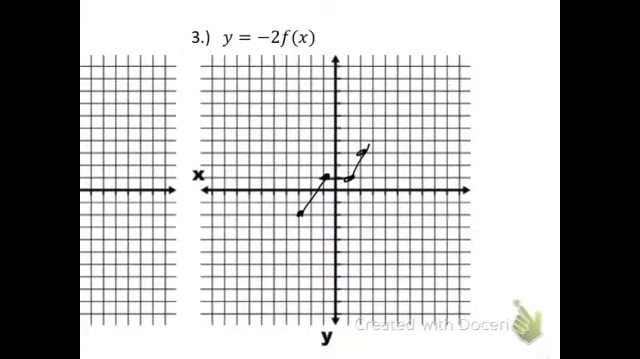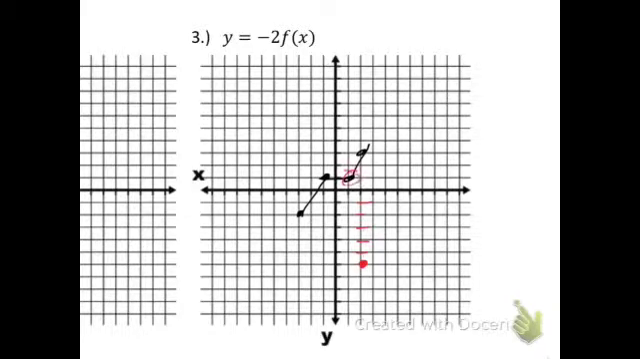Moving on to 3. This one's different. Notice it's not just negative up front, it's negative 2. So you basically take all the y values and times them by negative 2. If you have a guy here at the point 2, 3, you're going to times the 3 by negative 2. So it's now going to have a y value of negative 6, but the x value is going to stay the same. So it's an x value of 2, but a y value of negative 6, which is 1, 2, 3, 4, 5, 6.